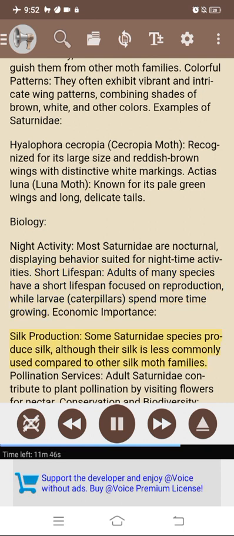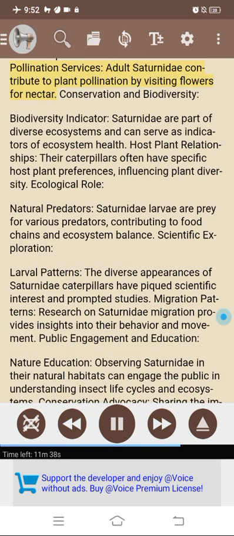Economic importance. Silk production: some saturniid species produce silk, although their silk is less commonly used compared to other silk moth families. Pollination services: adult saturniids contribute to plant pollination by visiting flowers for nectar. Conservation and biodiversity. Biodiversity indicator: saturniids are part of diverse ecosystems and can serve as indicators of ecosystem health. Host-plant relationships: their caterpillars often have specific host plant preferences, influencing plant diversity. Ecological role. Natural predators: saturniid larvae are prey for various predators, contributing to food chains and ecosystem balance.